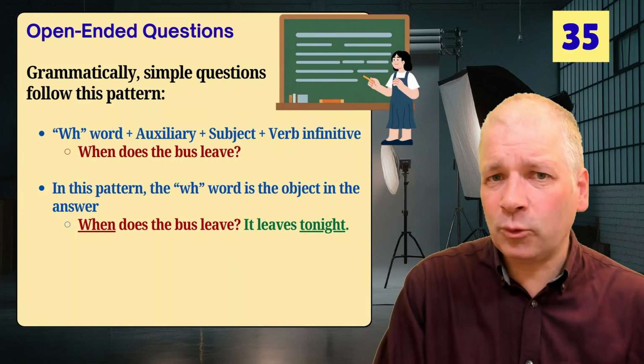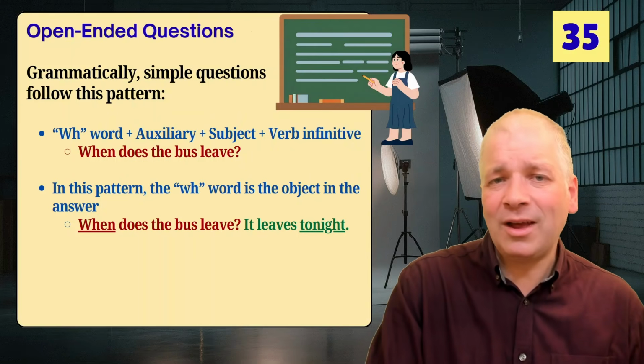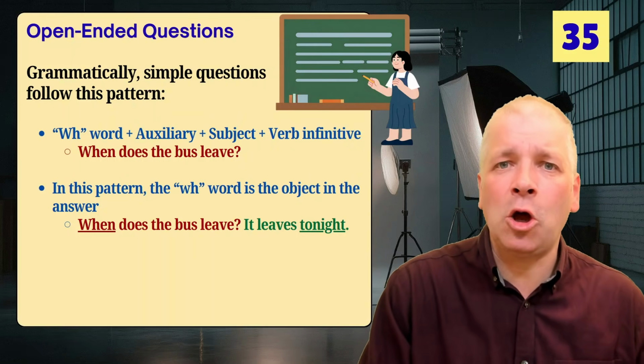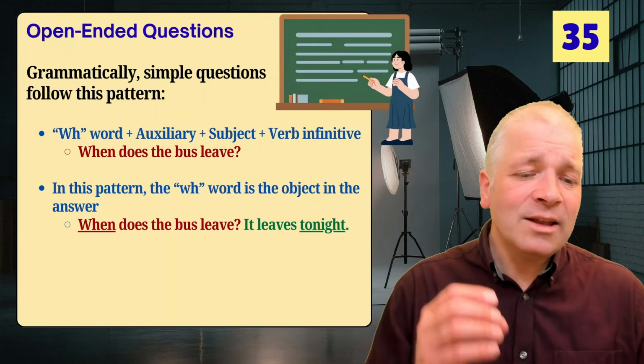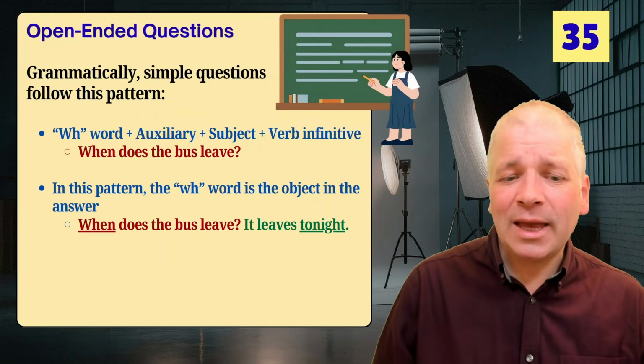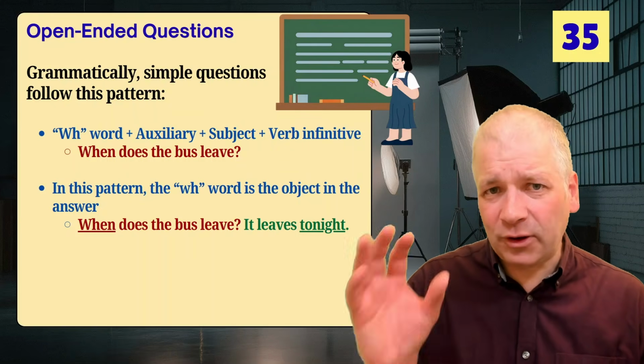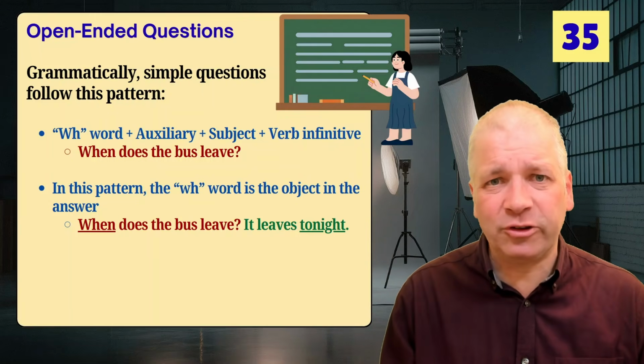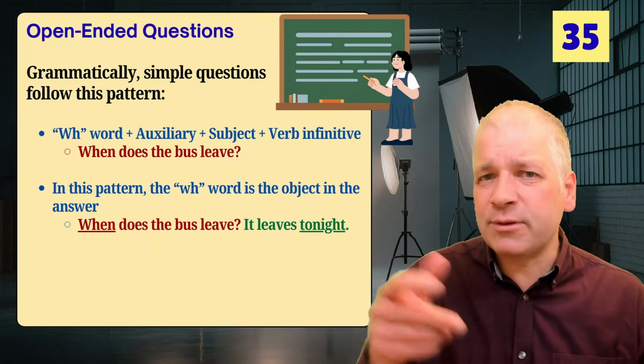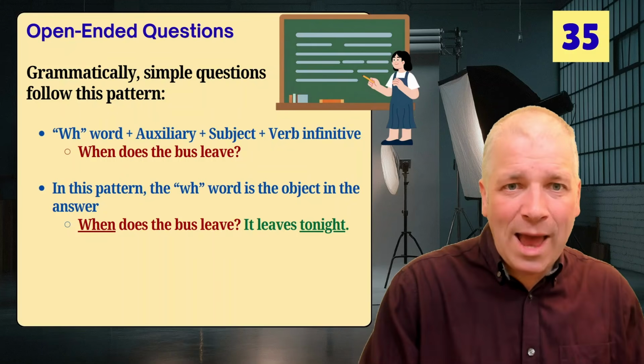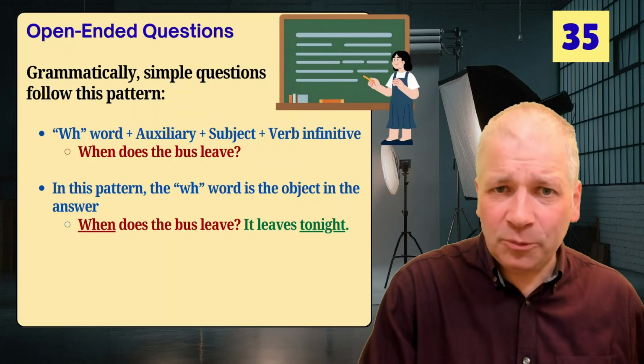And that's going to be important when we distinguish between the object and the subject when we're talking about open questions. So when does the bus leave? It leaves tonight. So tonight is in the object position of the sentence, it leaves tonight. Tonight represents when. So when is representing the object here.